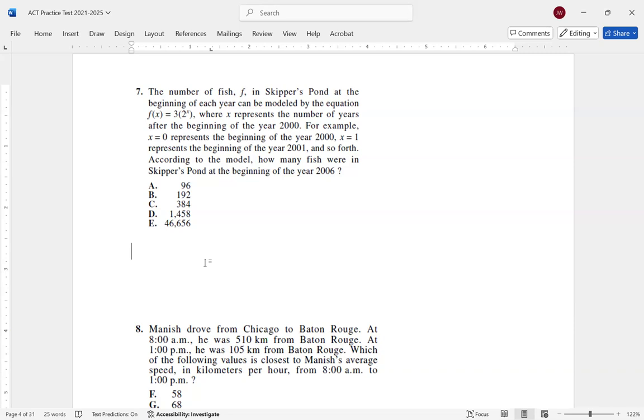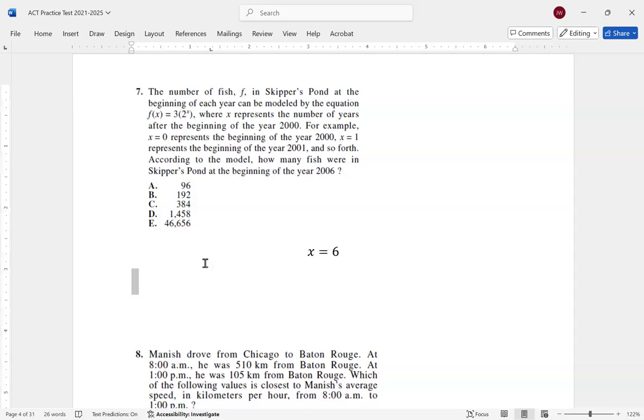So at the beginning of 2006, that's an x value of 6. To figure out how many fish were in the pond, we do f of 6, which is 3 times 2 raised to the 6th power. When you plug that into a calculator, you'll get 192. So the answer to question 7 is B, 192.